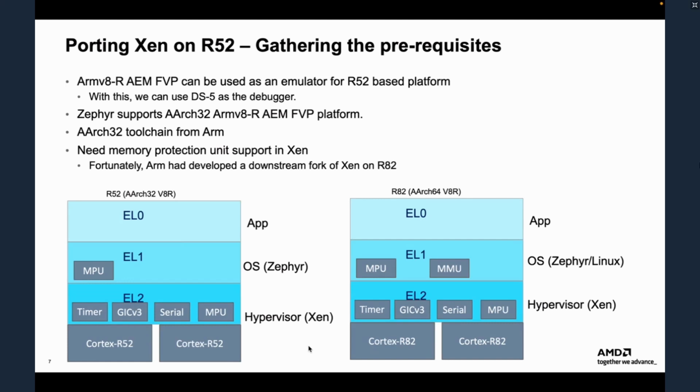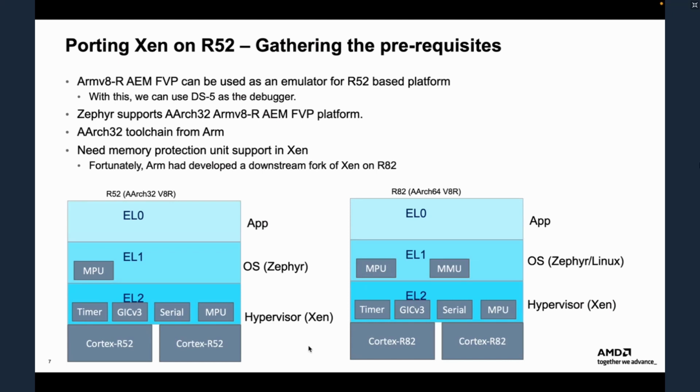That also gave us an advantage because we could use the DS5 as the debugger, which is quite handy for this kind of an activity. And we wanted some kind of an OS which can be used as a DomU. So we looked for various options, and fortunately, Zephyr at that point had support for Arc32 ARM V8R platform. It had recently been upstreamed to Zephyr, so we could reuse that. And we used the Arc32 toolchain from ARM.